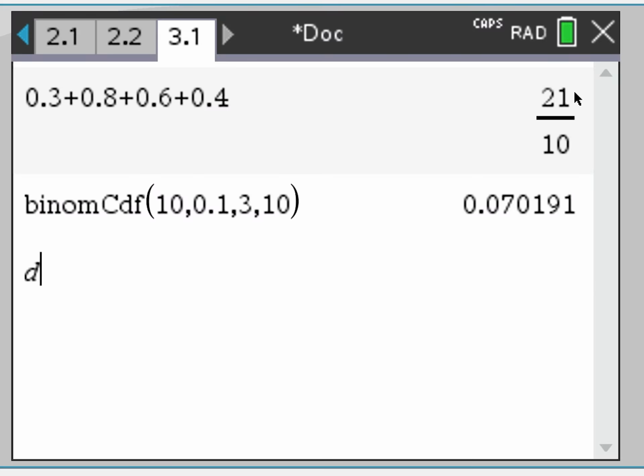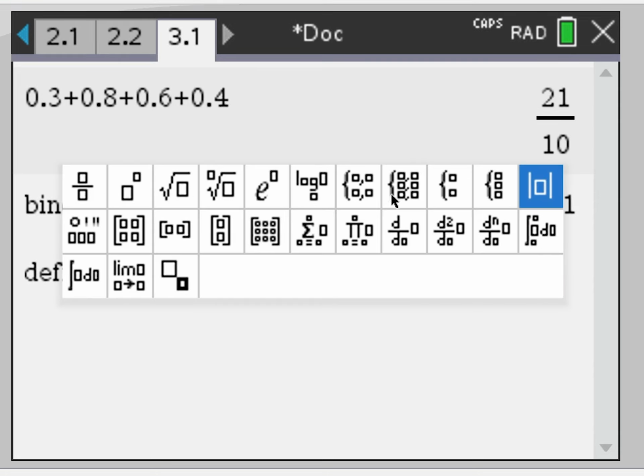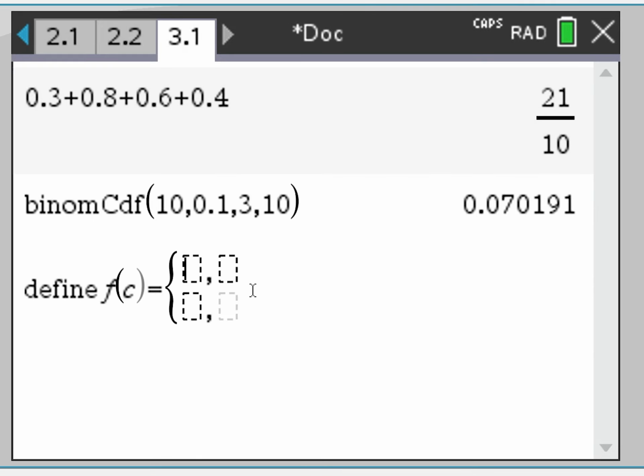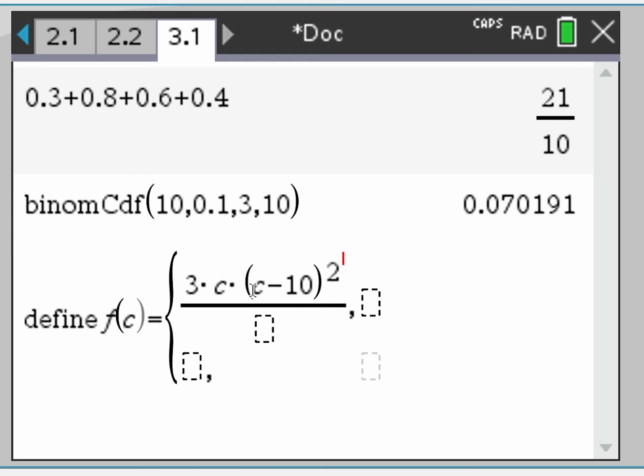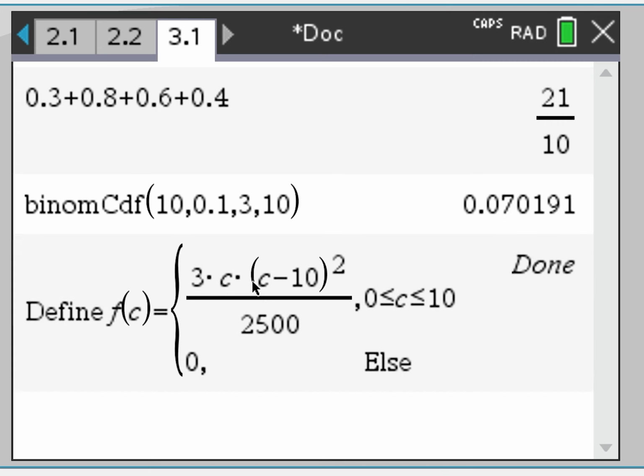So let me define the function. So define f of c is equals to, it's a hybrid function, so we'll have to define it like this. Okay, so 3 times c times (c minus 10) squared divided by 2500, and it's from 0 less than or equals to c less than or equals to 10, and this one is just going to be 0 elsewhere. Just checking if I've defined it correctly. Yes, I have. Press enter, and there you go.